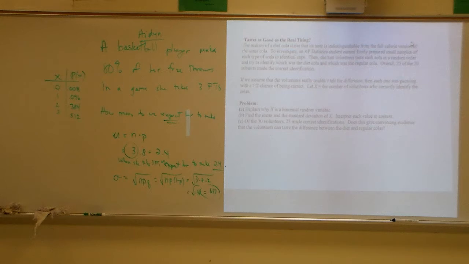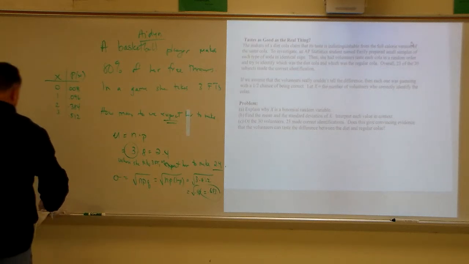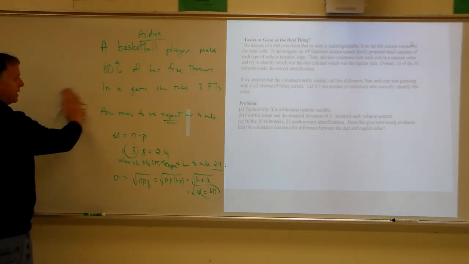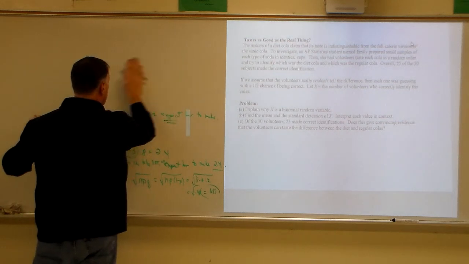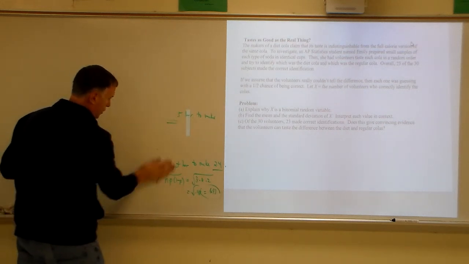Let X equal the number of volunteers who correctly identify the colas. Part A. Do this piece by piece here. Explain why it is a binomial random variable situation.